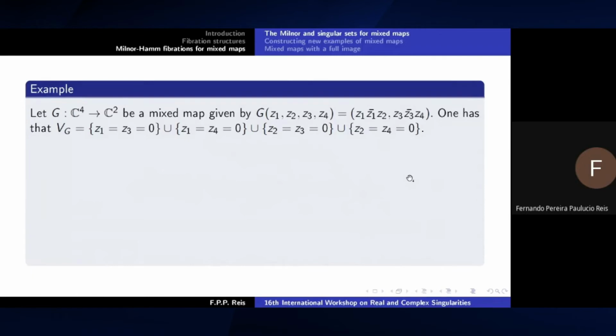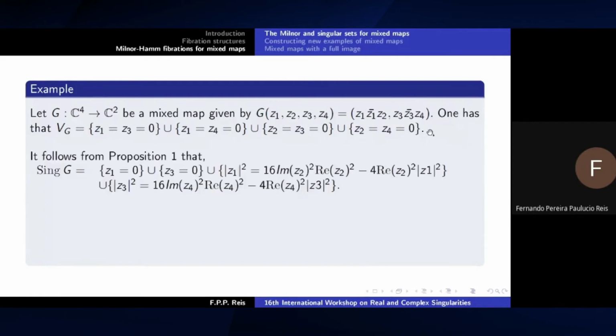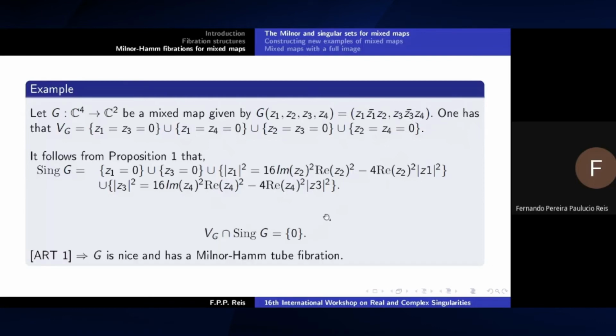Another example, let G from C^4 to C^2 be a mixed map given by the coordinates z1 z1 bar z2, z3 z3 bar z4. One has that V_G is given by this union of sets, and it follows from Proposition 1 that the singular set is given by this union of sets. The intersection of the variance V_G and the singular set of G is only {0}. It follows from RT1 that G is nice and has a Milnor tube fibration.